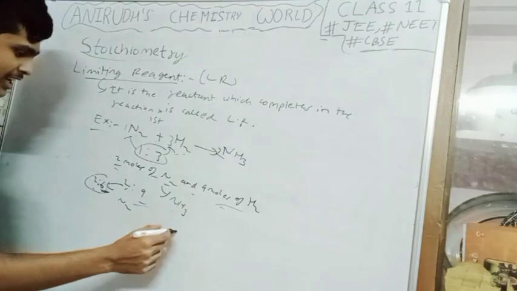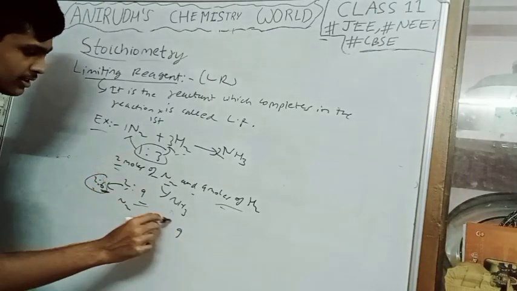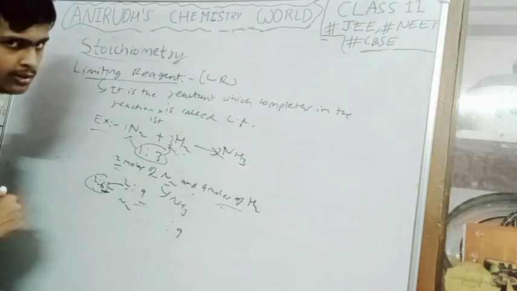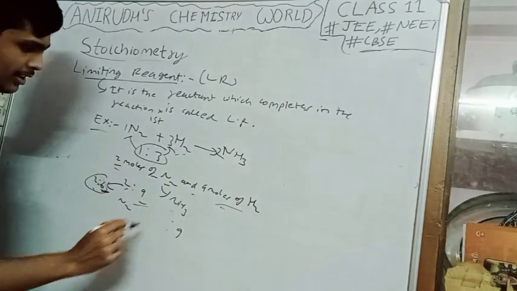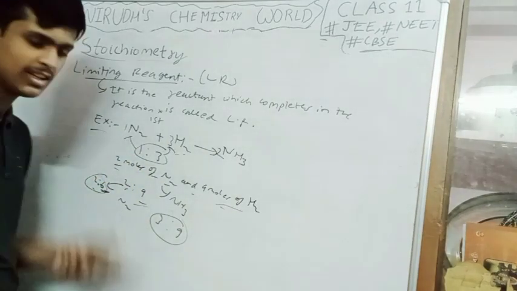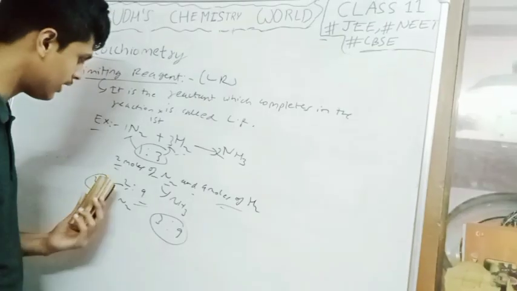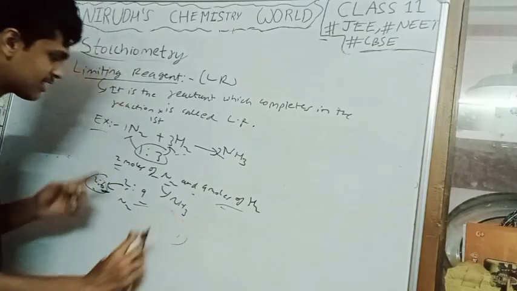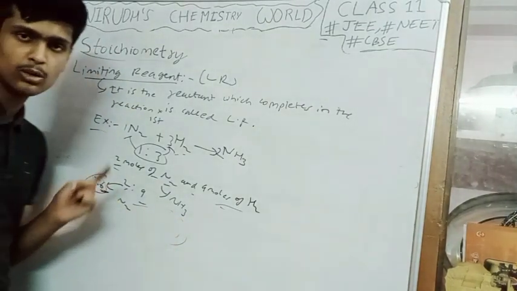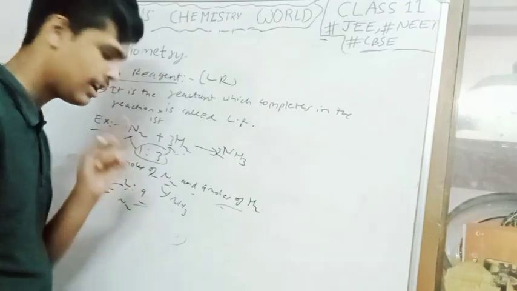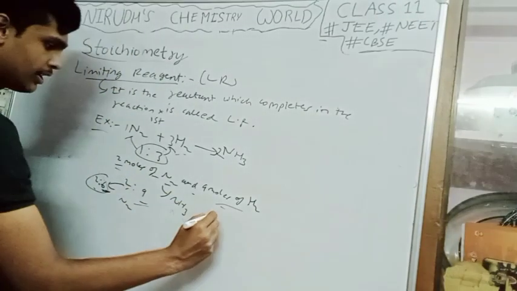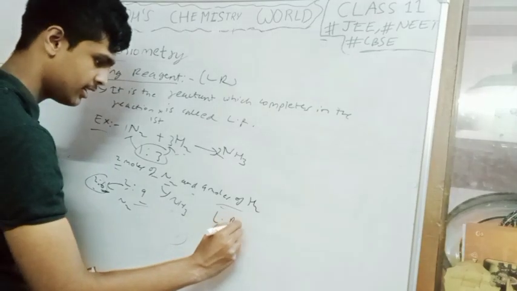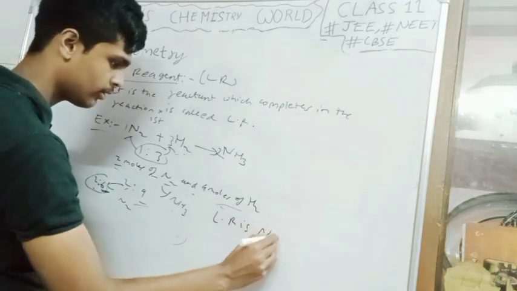If you have 9 moles of H2, how much should you have for nitrogen? If you are confused, do the unitary method. Just multiply by 3, so 3:9 should be the ratio. Instead of that, you have only 2:9, meaning you have fewer N2. Fewer N2 means the limiting reagent is nitrogen, N2. So we'll write that the limiting reagent is nitrogen, N2.